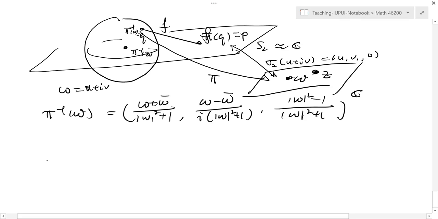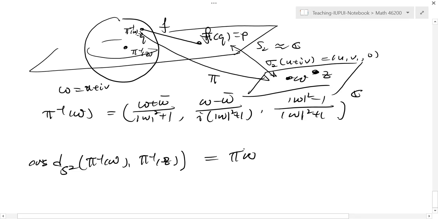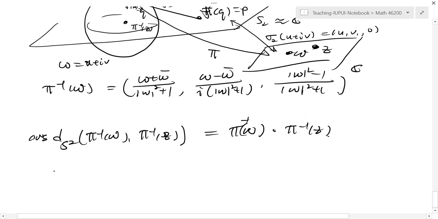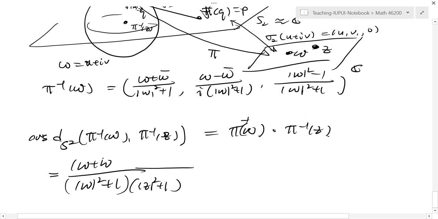So the angle between them is a cosine. Yes, pi omega, right? By definition, by the above formula, just a dot product. Now, the dot product, when you multiply this out using complex numbers, you can show that, okay? So the dot product means this one times this, right? And the W plus W bar, the product is Z plus Z bar, right?